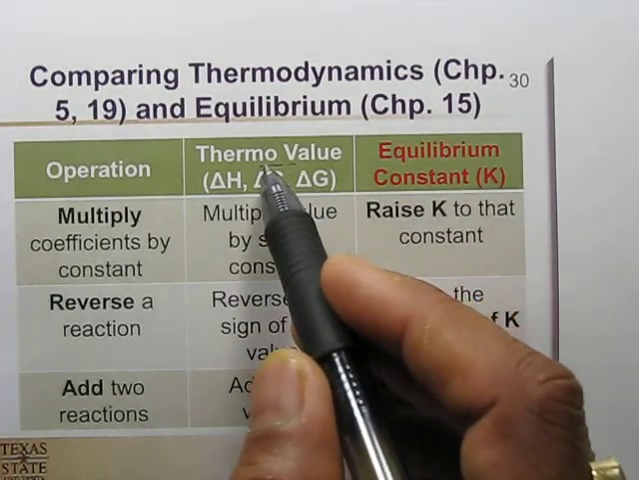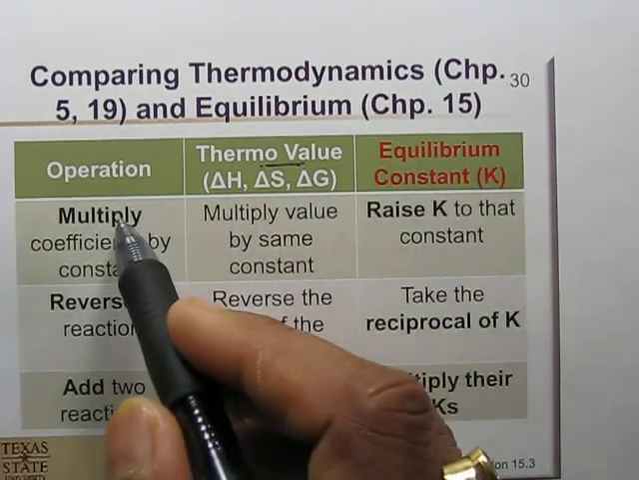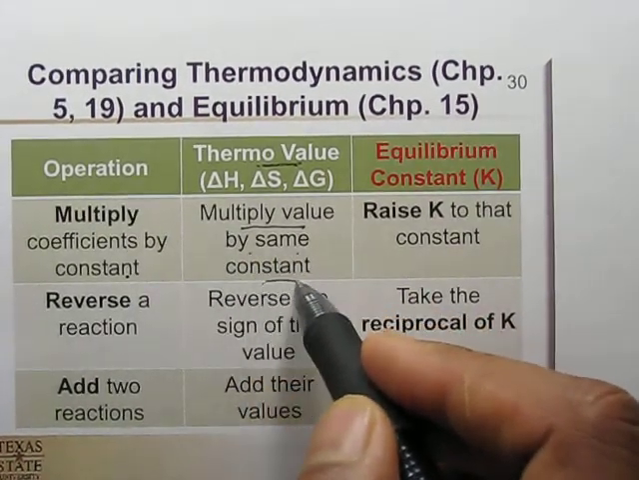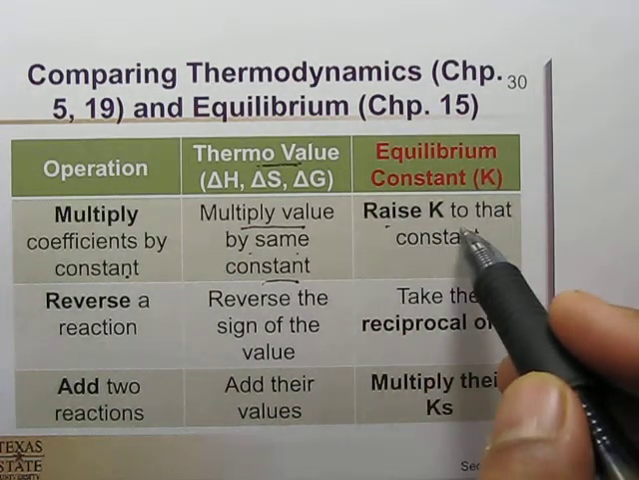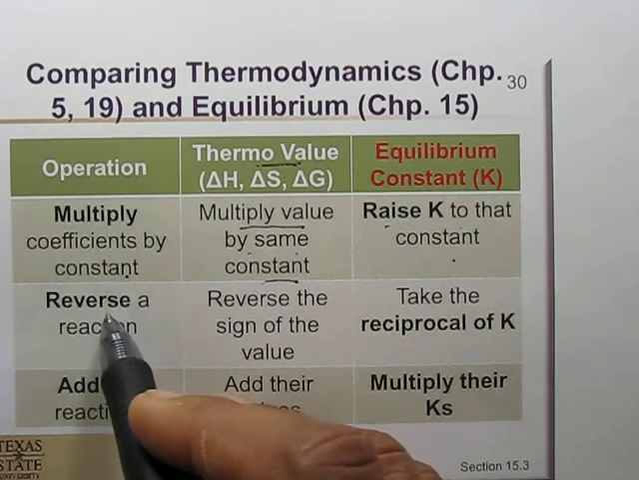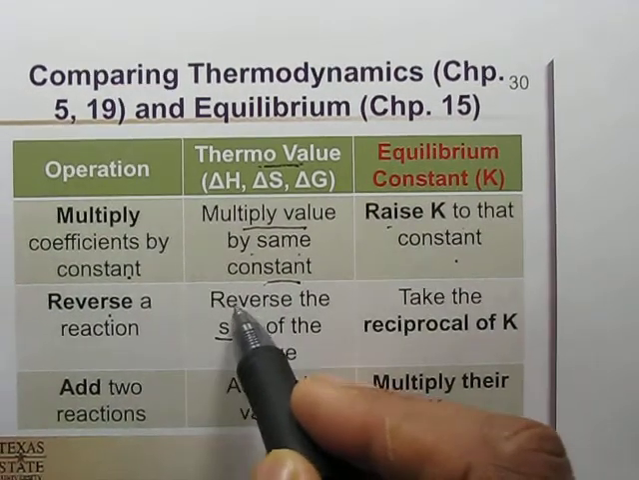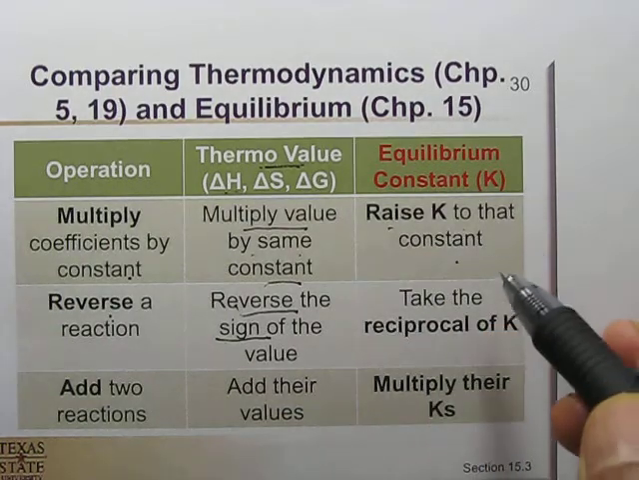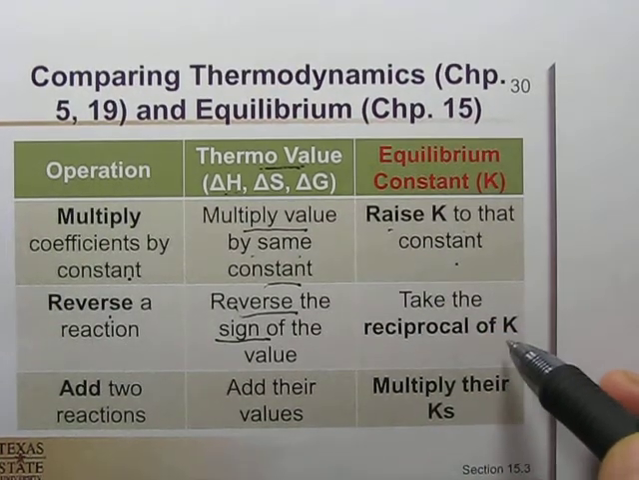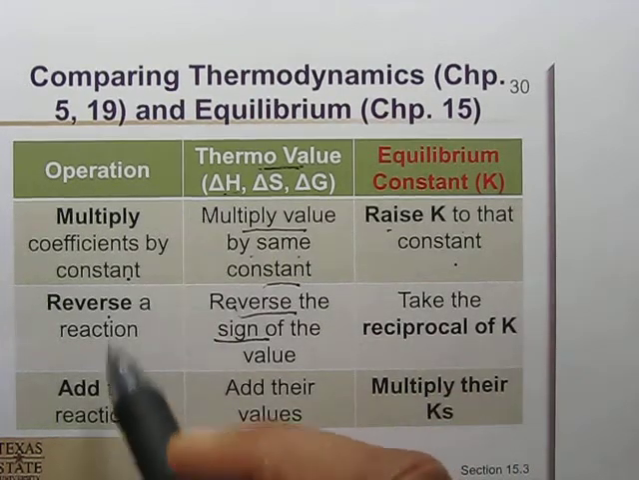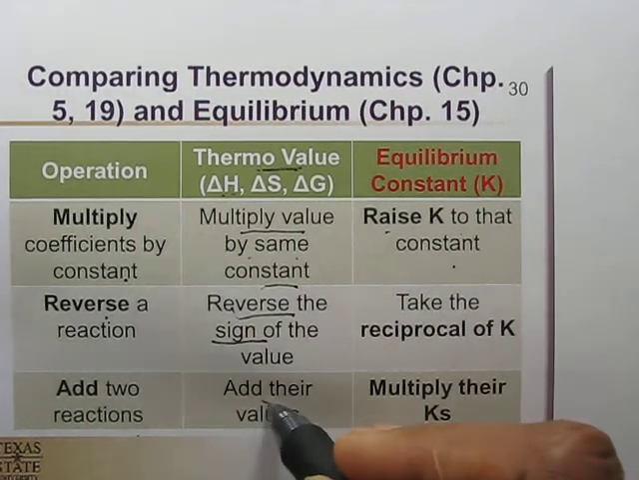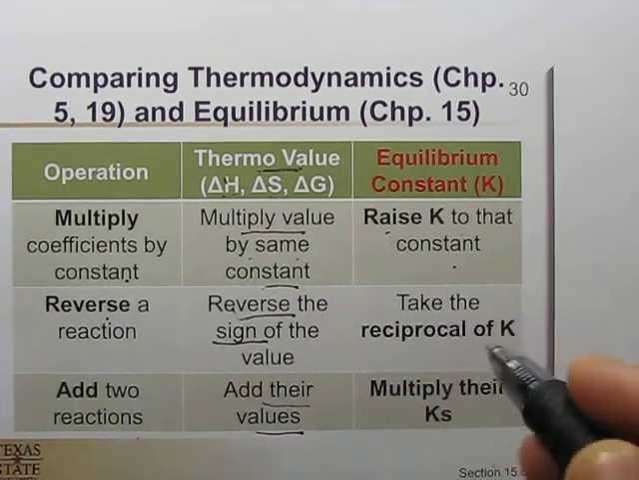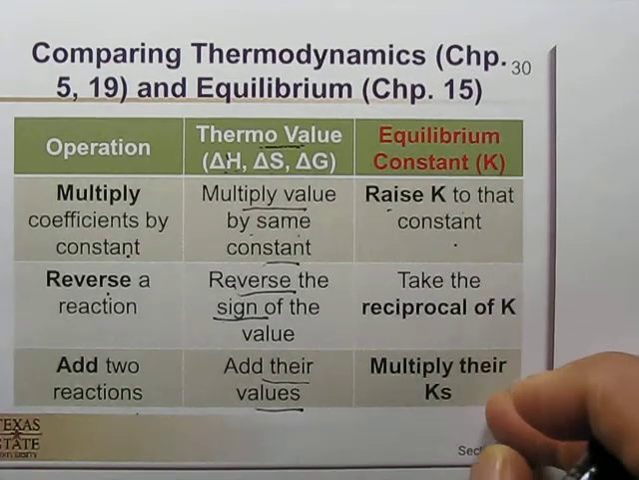In thermochemistry, when we discuss heat and we multiply a reaction by a constant or coefficient, we multiply the value by the same constant. But in equilibrium, we raise K to that constant. If we reverse the reaction in thermochemistry, we reverse the sign of delta H, delta S, or delta G. But for the equilibrium constant, we take the reciprocal of K. And if we add two reactions, we add the values of heat, delta S, or delta G with their signs, but in equilibrium we multiply their K's.